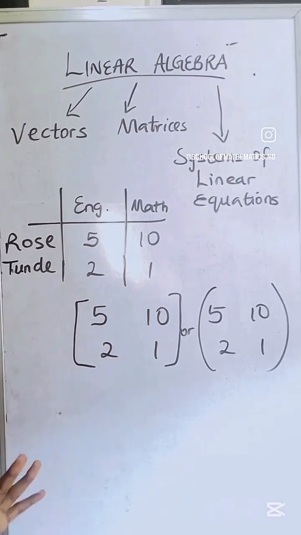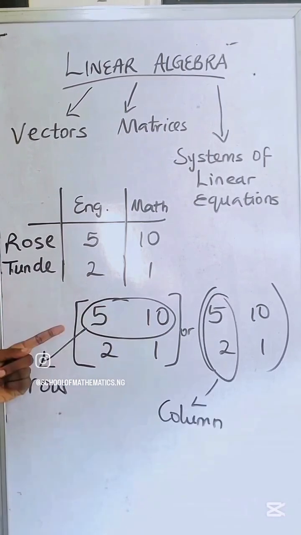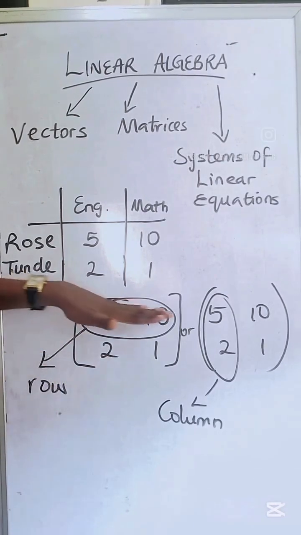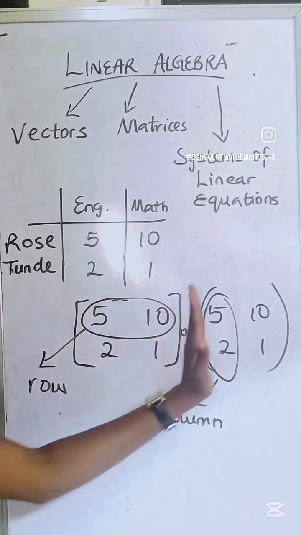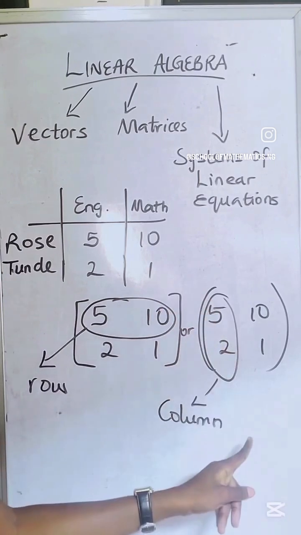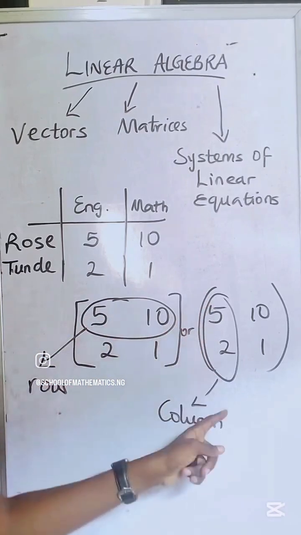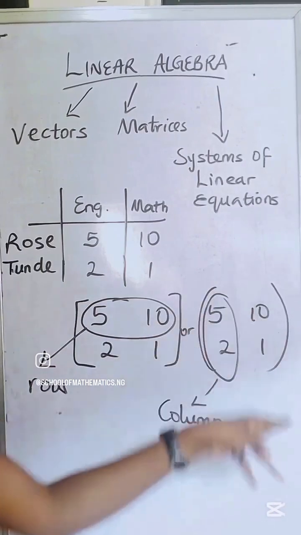I want you to take note of what your rows and columns are. This is your row. The simplest way I can tell you this is, imagine them laying down. That is your row. Now imagine them standing. That is your colon. Please take note. So you have your row and you have your colon. This way, those are the rows, and this way, those are the colons.